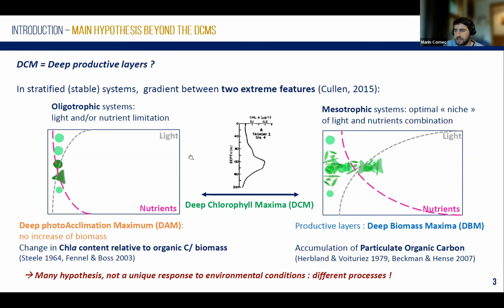Further in this presentation, I will refer to the more oligotrophic system as deep photoacclimation maximum, DAM, to differentiate them from the deep biomass maxima, DBM. We have to recognize that those two represent extreme conditions, but there is a wider range of configurations that lead to the appearance of a deep chlorophyll maximum.